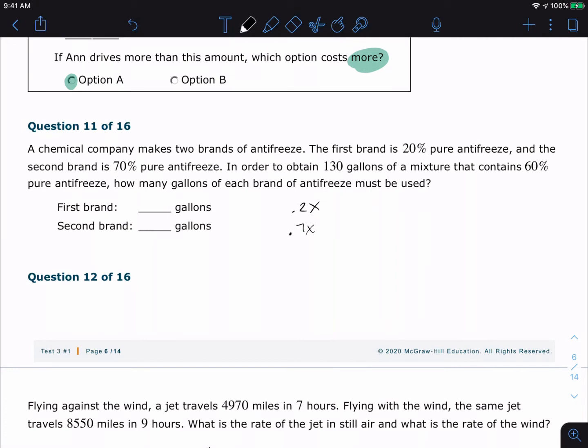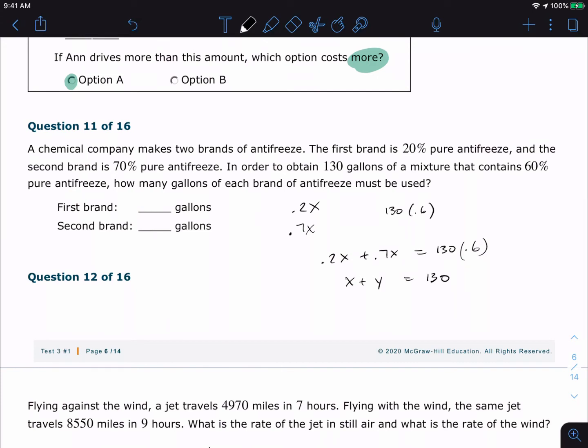So we want something that's going to be 130 times 0.6, pure antifreeze. So that means we need to mix them together. So I'm going to go 0.2x plus 0.7x is equal to 130 times 0.6. But there's a second equation that we have. X represents the gallons of pure antifreeze. And so what we're going to end up having is x plus y is equal to 130, right?